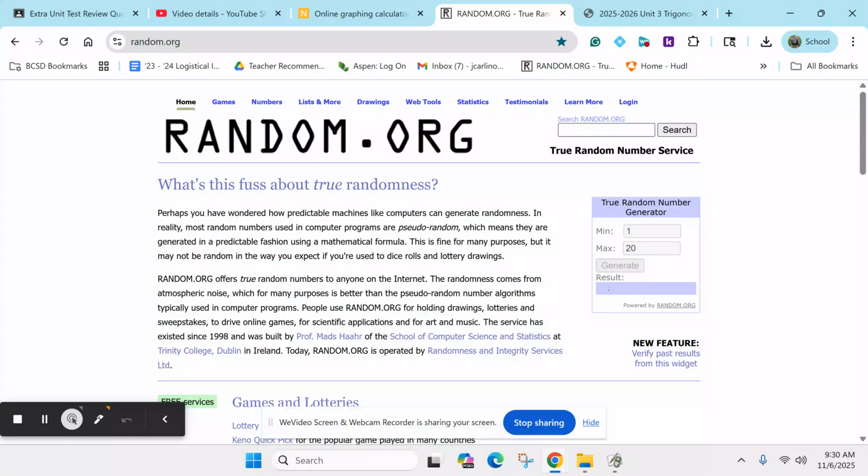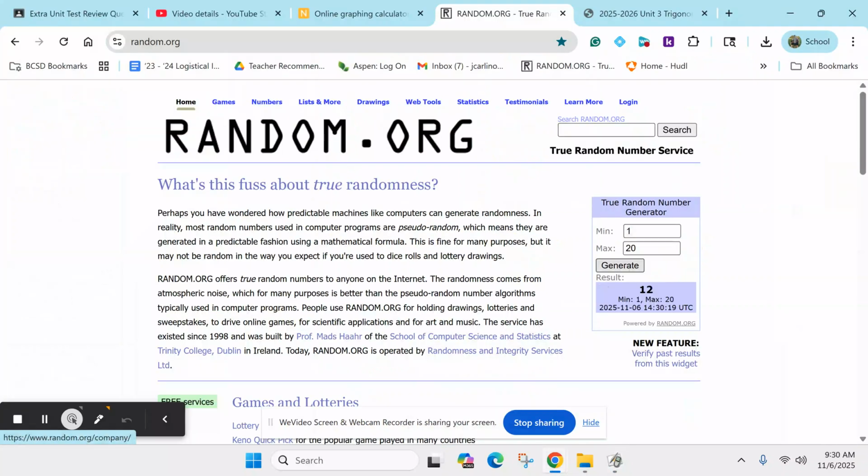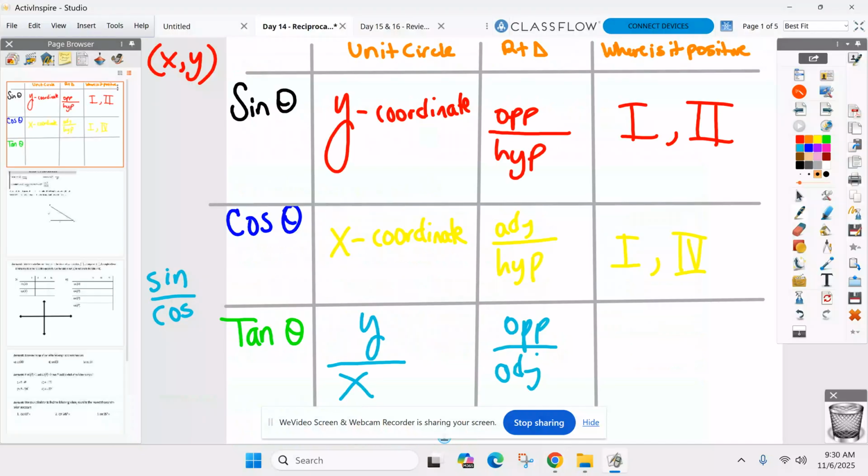What about right triangle? Opposite over adjacent. Good job, TOA. Opposite over adjacent. And then All Students Take Classes. Where's tangent positive? Where's tangent positive? It's 3, right? 1 and 3. Yep. That's what the T stands for there. Good.